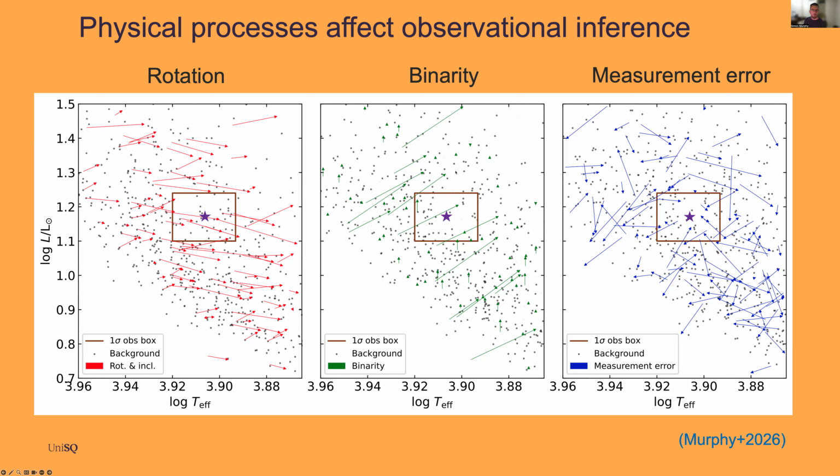Basically, these are unresolved binaries, and if you have photometry and you can't distinguish the two stars, you interpret them as a single star. Then the temperature that you measure will be a weighted average of those two stellar temperatures, weighted by luminosity. And then the measurement error is just plus or minus 250 Kelvin and some quantity in log L over L sun, which I think was 0.07 dex.